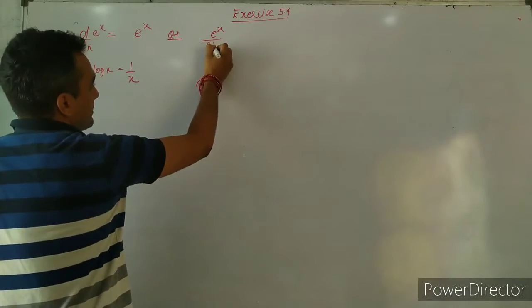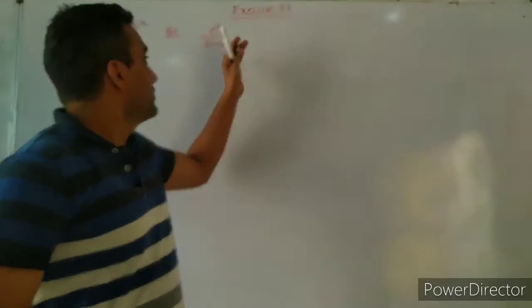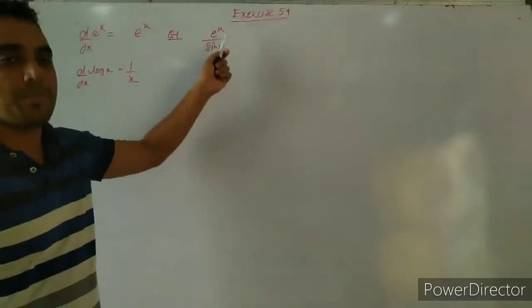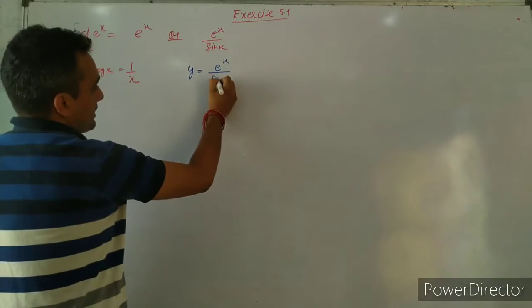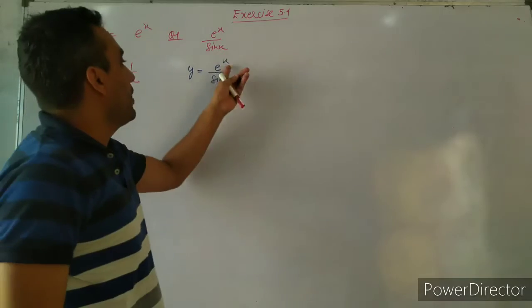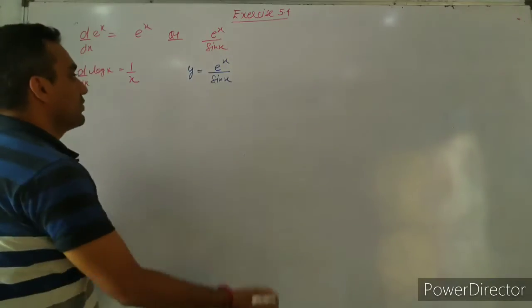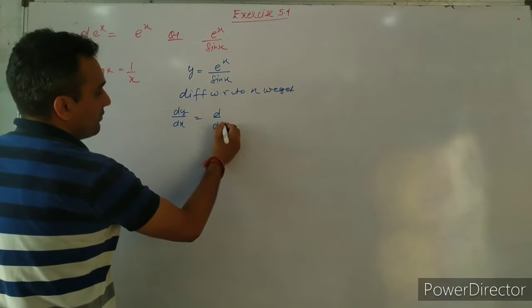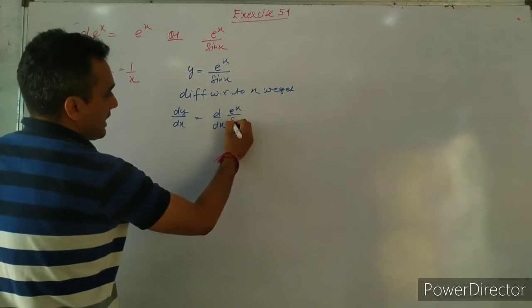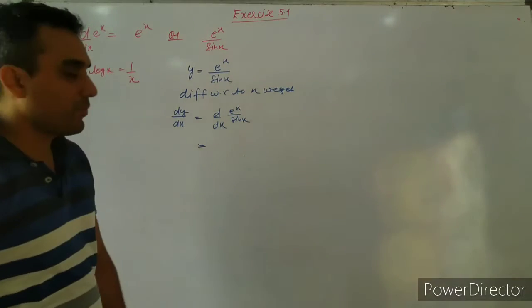Now moving towards our first question, which is a to the power x upon sin x. As you can see from the question that it is in the form of u upon v. So I will let y equals a to the power x upon sin x, and I have earlier told you about how to solve this type of questions. So differentiating with respect to x, we get dy upon dx, and differential of this function a to the power x upon sin x.